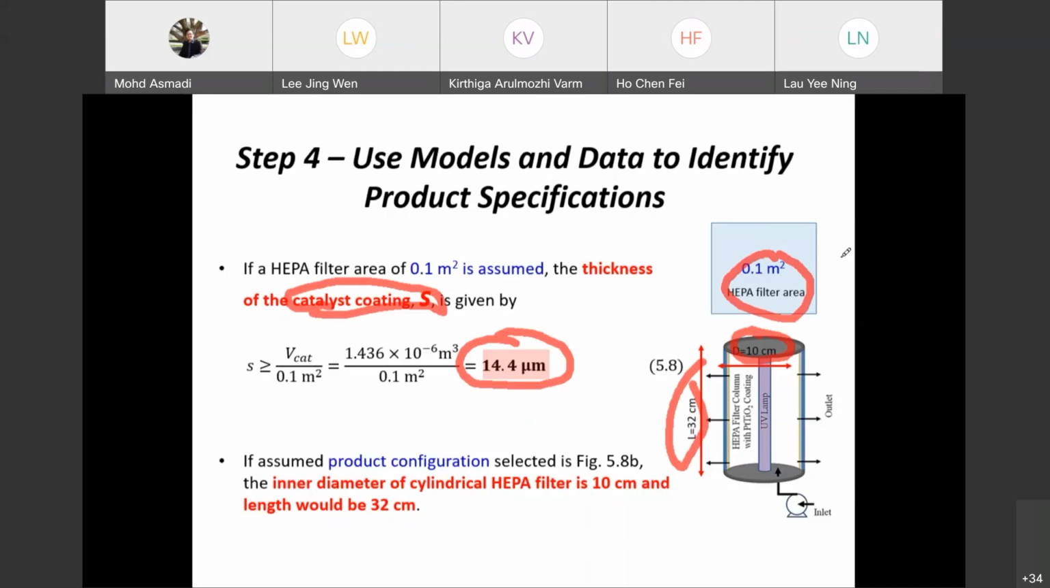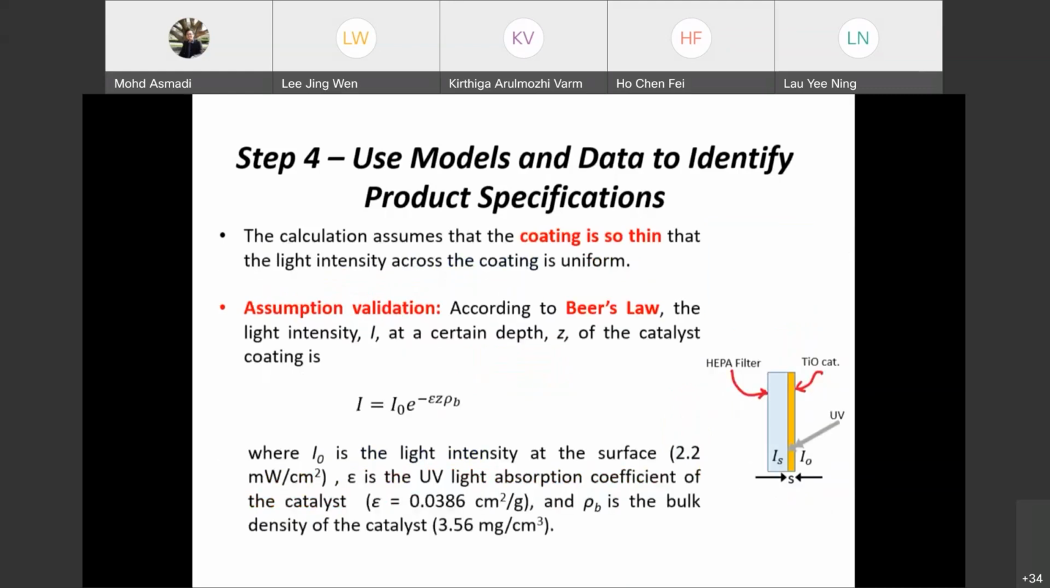The important one is the light intensity, because you use the light to activate the VOC reaction with the catalyst. So first is the decomposition rate. Second is the volume of the catalyst coating, how much. And the last one is the light intensity, which is based on Beer's law.